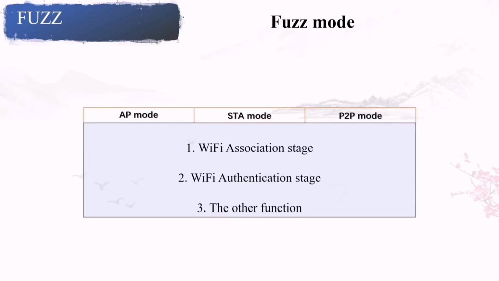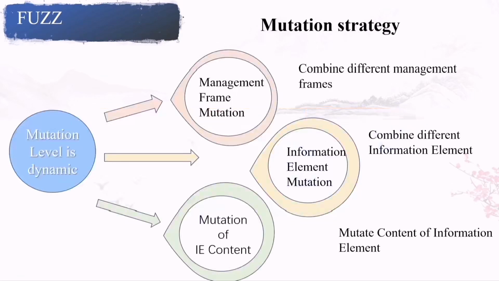In access point mode, our fuzzer is a fake access point which interacts with the real station device. In station mode, our fuzzer is a fake station which interacts with a real access point. In P2P mode, our fuzzer is a fake P2P device which interacts with a real device. All of these three modes cover the pre-authentication remote attack surface.